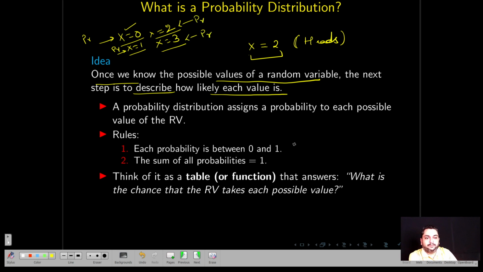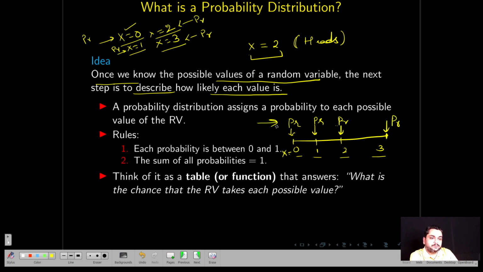If you assume this example, let us say x: 0 heads, 1 head, 2 heads, and then 3 heads. So this is a discrete case. Now, I'll attach a probability to each outcome. These are the possible outcomes, and I will attach a certain probability to each of them. I am seeing how the total probability of 1 is distributed among all the outcomes. This is called a probability distribution.